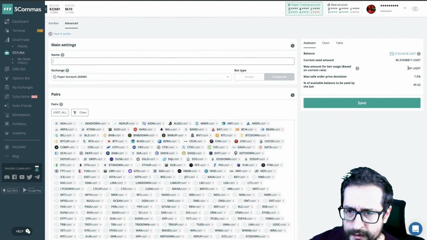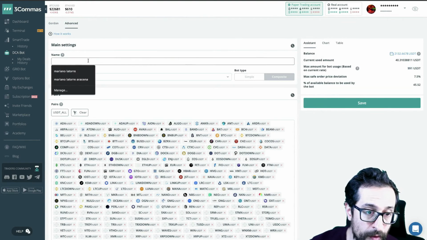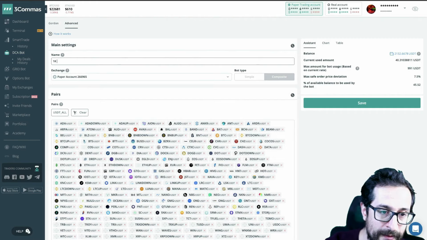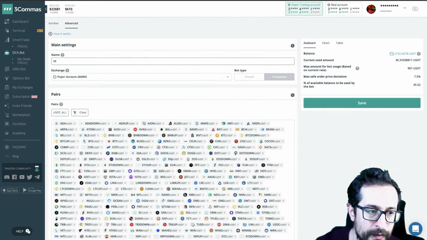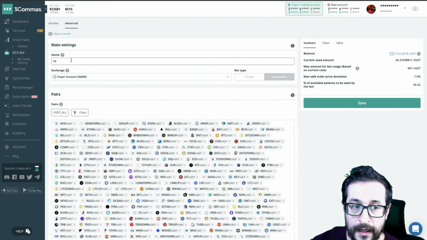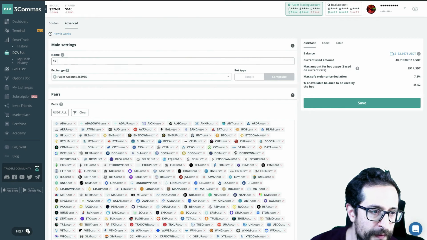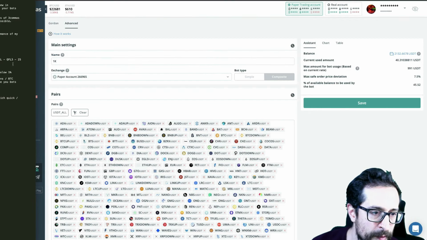So for example, this bot is using a total of 991 USD. So I suggest you start the bot name with the amount of money. That's very important. When you have multiple choices, at least you can see, okay, this is for 1K, this is for 10K, or this is for 100K. It matters. So first call it 1K, for example.